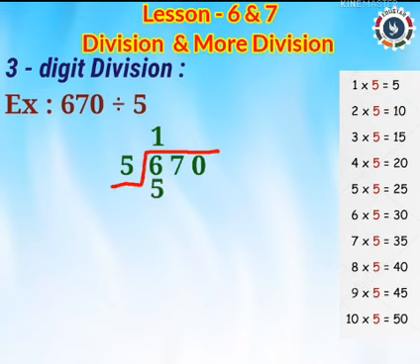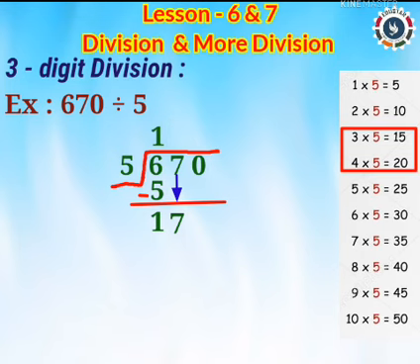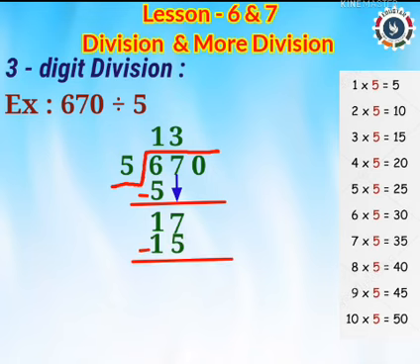Write this 5 below 6. If we subtract, we get 1. That is, we are left with 100. Now bring down this 7. Now we have 17 ones. This 17 lies between 15 and 20. So in 5 table, 3 5s are 15. Write 3 in the tens column of the quotient. This 15 below 17. If we subtract, we get 2.